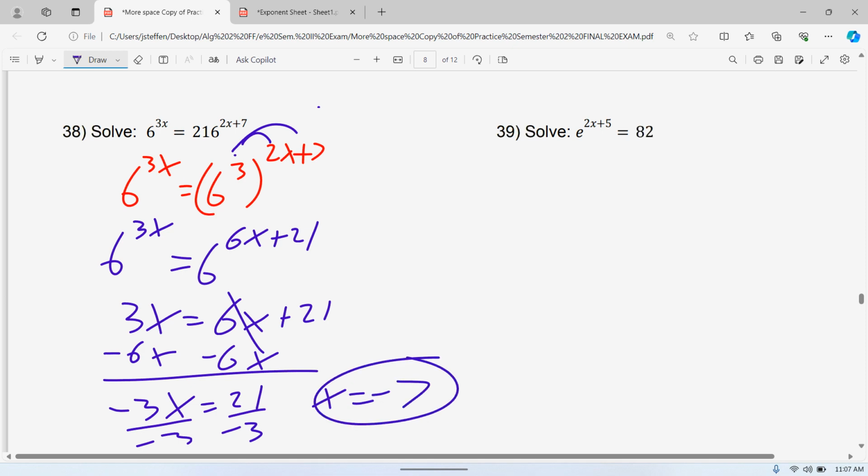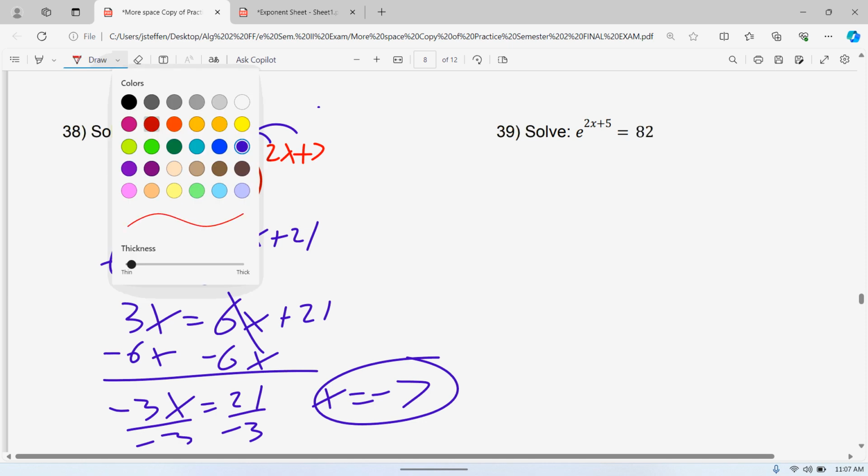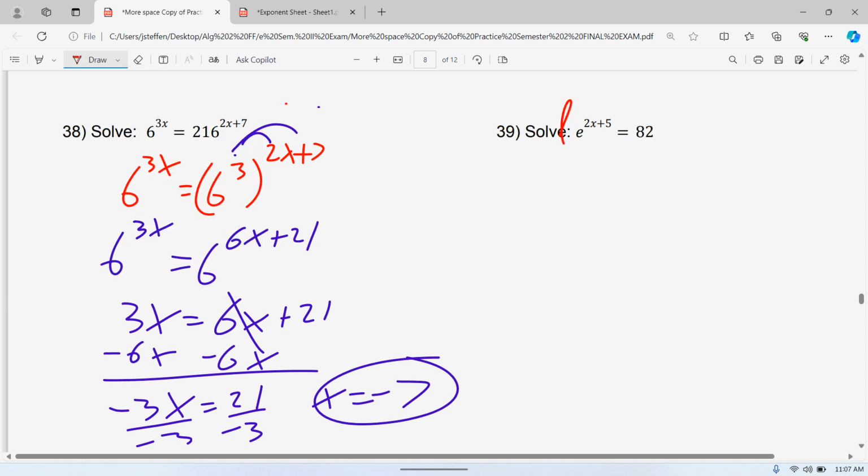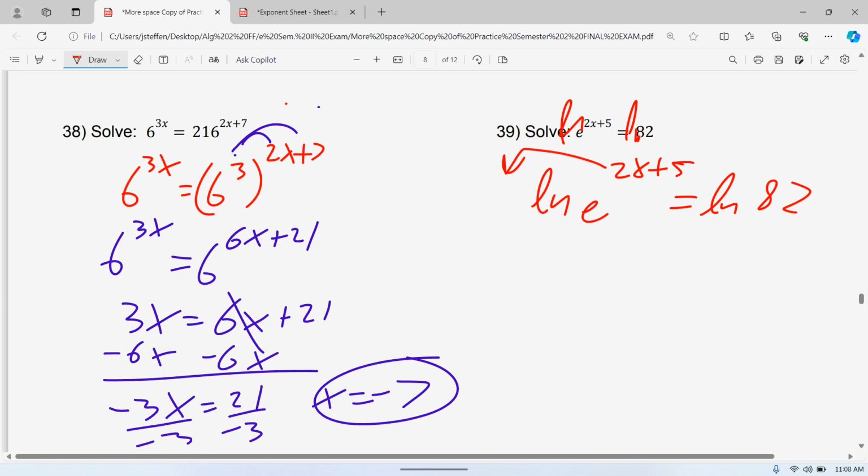And last but not least, 29, we have e raised to the 2x plus 5, and this is taking the natural log of both sides. We do the last one, take the natural log of both sides. It's equal to the natural log of 82, and we can move that out front, or you can remember that they cancel, so all we're left with is that exponent. We move that down, 2x plus 5 is equal to the natural log of 82.